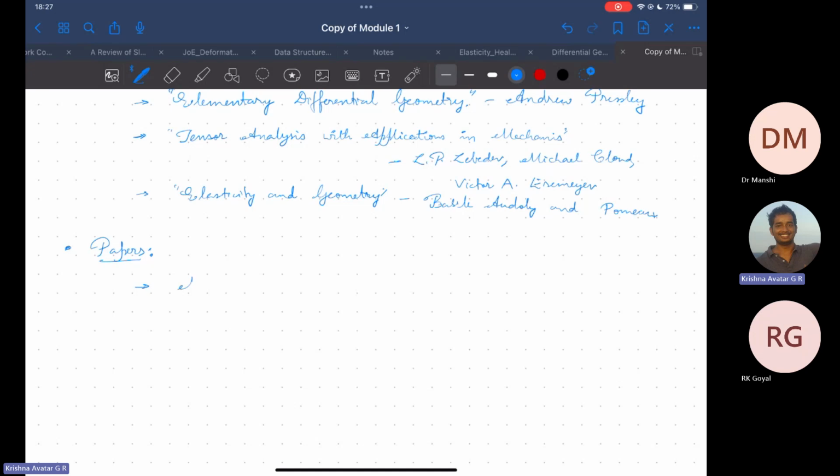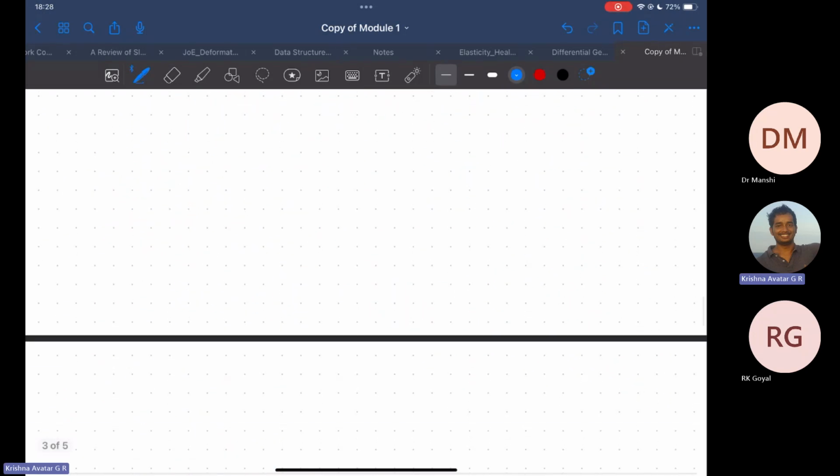So papers mainly by Ordley, some papers by Elliot Fried, and papers by Pedro Reis's group. So these are some of the papers that we'll be following for mechanics of rods, ribbons, and shells. Yeah, so this was about the references.